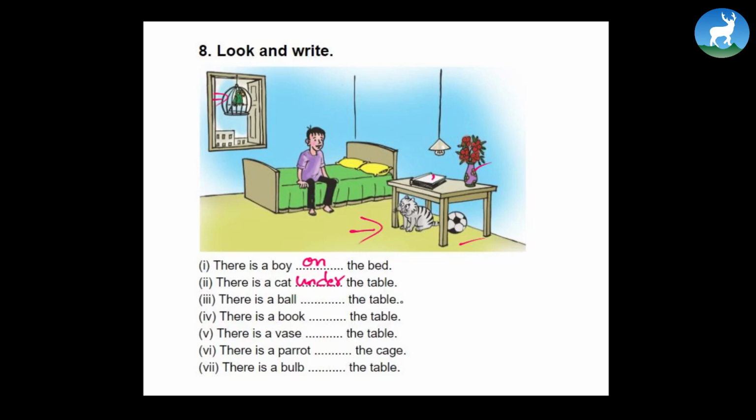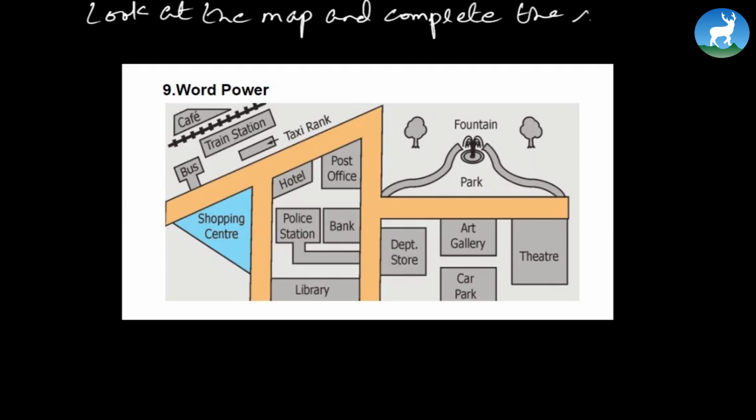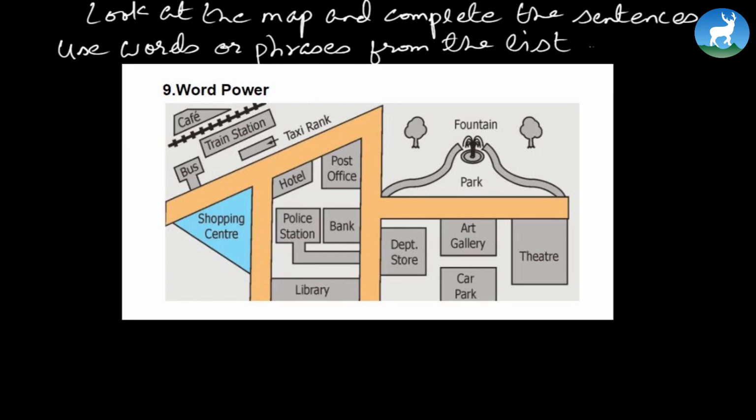Now, the next thing is very interesting, all right? Look at the map, observe it real close, and complete the sentences. Use words or phrases from the list. See? So look at the map and complete the sentences. So I'm going to provide you certain words and phrases, and using those words and phrases, we'll be completing the sentence. Here are the phrases, by the way. Don't be mistaken. And write the phrases here, okay?